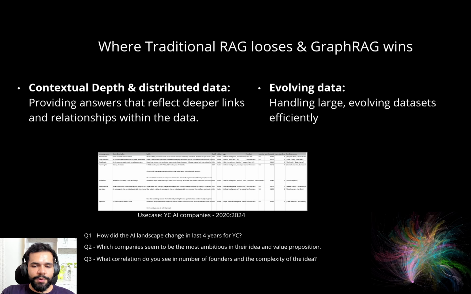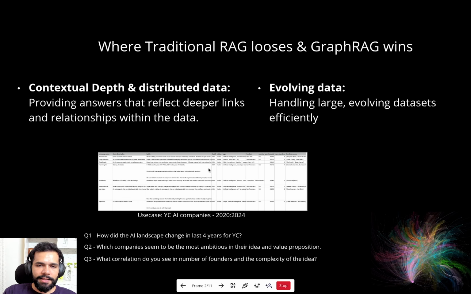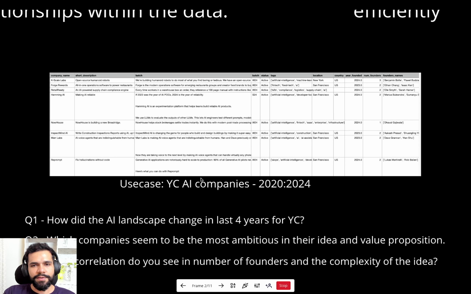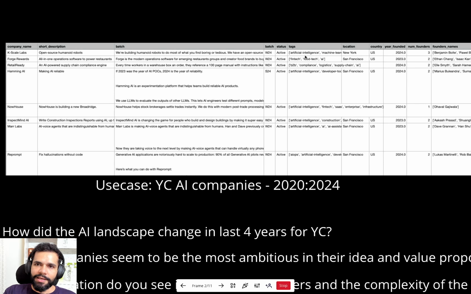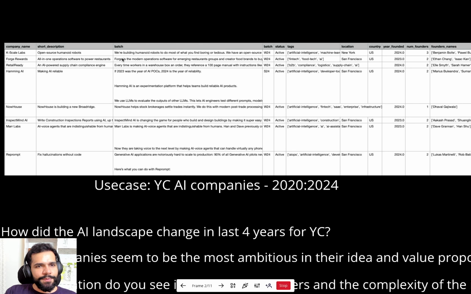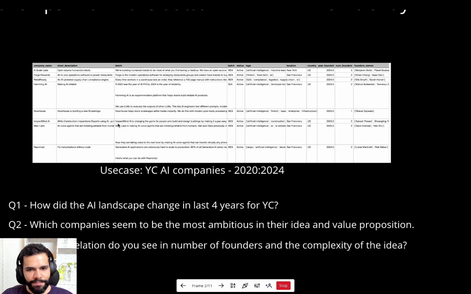So imagine that you're working with a complex dataset. I have chosen the use case of analyzing Y Combinator companies, specifically in the AI domain, where they have invested in the last 4 years. So it's a snapshot of around 4,000 companies in which we have the company name, description, long description, batch status, tags, location, country, year founded, number of founders, and their names. So it goes for 4 to 5,000 companies, and we have this sort of data for them.